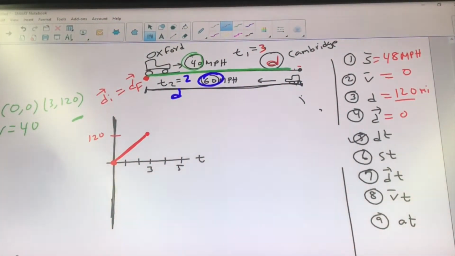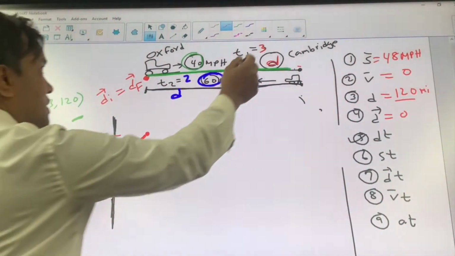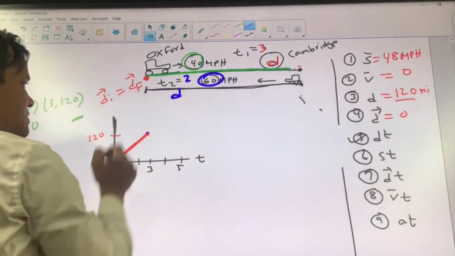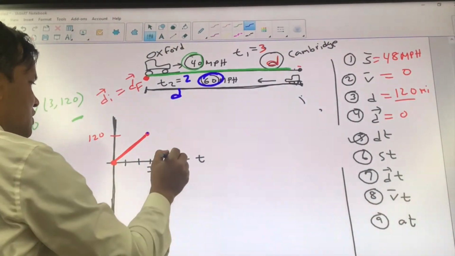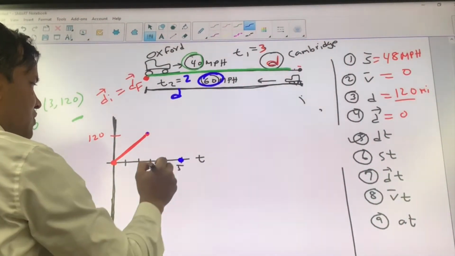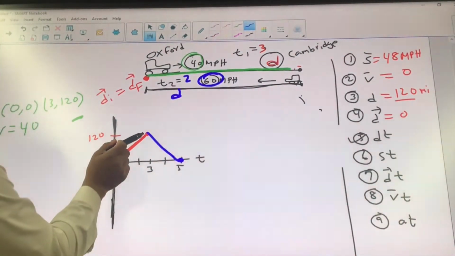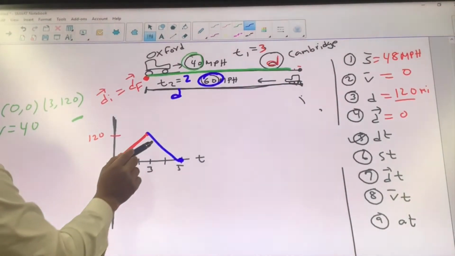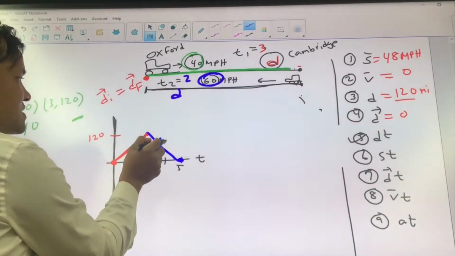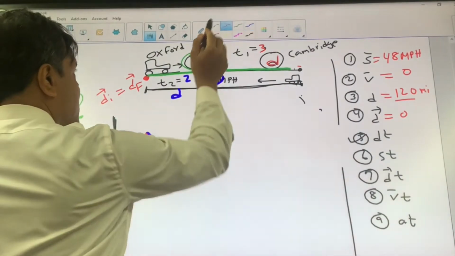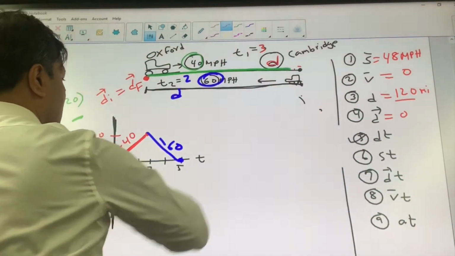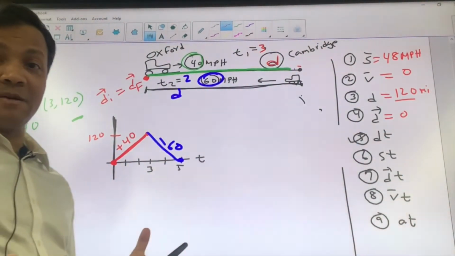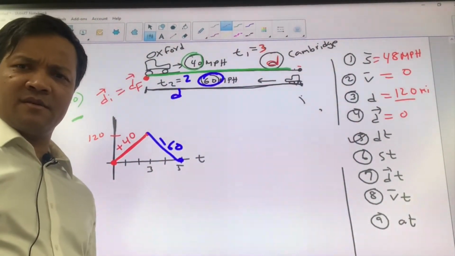Now from Cambridge to Oxford, at the end of 3 hours you are at Cambridge. You want to return back to Oxford. So at 5 you are back to Oxford. This slope is steeper than the red one. This slope is negative 60 and this slope is positive 40. In fact I didn't need to use that. Sometimes math guides you, sometimes physics guides you.